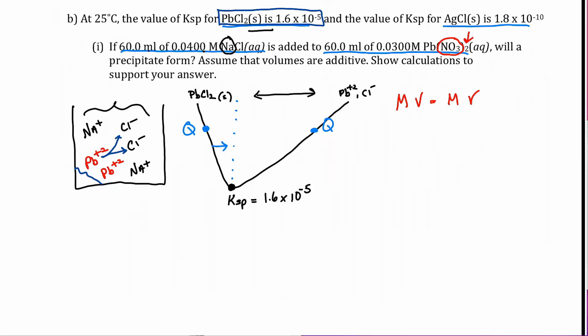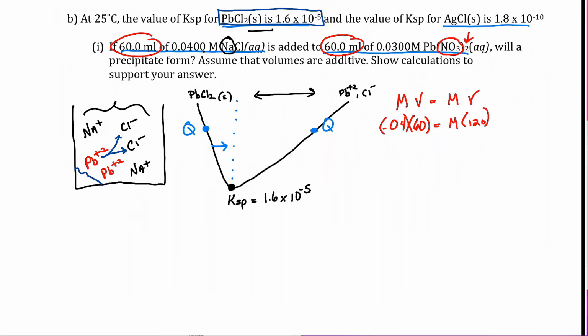And so we took 60 milliliters, and we can keep this in milliliters if you're going to use this proportion. And we have the molarity to be 0.04. And we want to know what the new molarity is. I'm going to use M because it stands for M, not an X. Okay. What's the new volume? Well, we're adding 60 to 60. The new volume is 120.